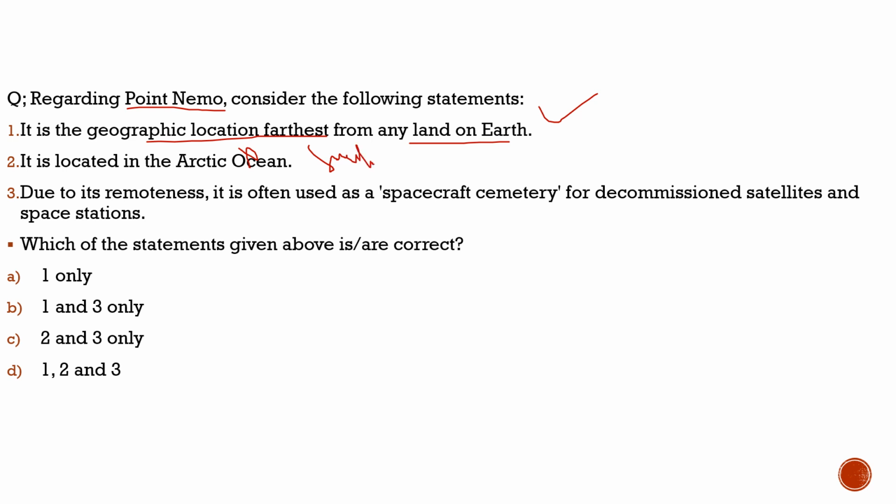Third: due to its remoteness, it is often used as a spacecraft cemetery for decommissioned satellites and space stations. 100% correct. It acts as a spacecraft cemetery; those decommissioned satellites and space stations are dumped there. So with respect to this question, the correct statements are statement 1 and statement 3, and from the options below, the correct option would be option B. With this, let's move to another slide and see what question we have brought there.